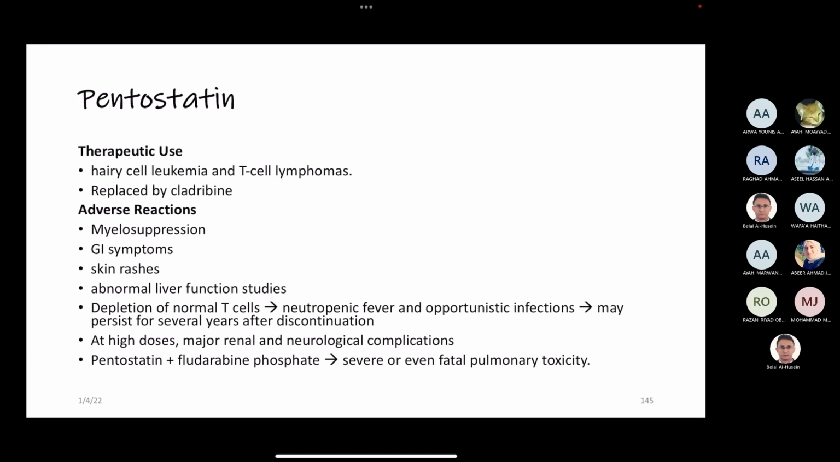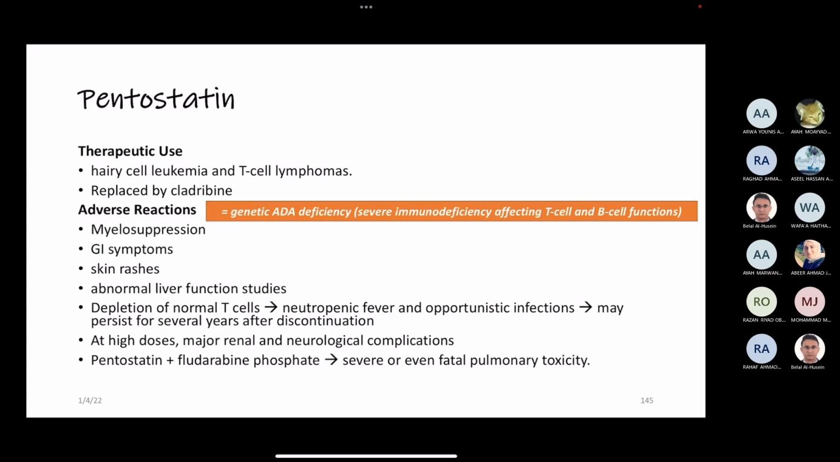Adverse effects include myelosuppression, GI symptoms, skin rash, abnormal liver function tests, also depletion of T cells, and increased opportunistic infections, as we have mentioned, especially if you combine it with Fludarabine. But also combination with Fludarabine causes severe and fatal pulmonary toxicities. Now, people who have adenosine deaminase genetic mutations or deficiency are more susceptible to the side effects of Pentostatin, in fact.